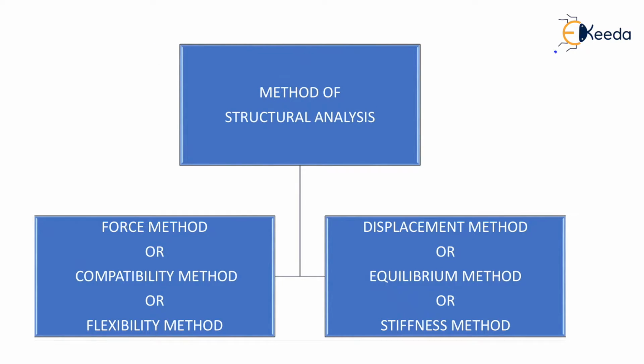Now the method of structural analysis is bifurcated into two types. That is the force method, or compatibility method, or flexibility method. It means that in this method the force is unknown. Okay students, now the second method is displacement method, or equilibrium method, or stiffness method. Now in this method the displacement is the basic unknown.